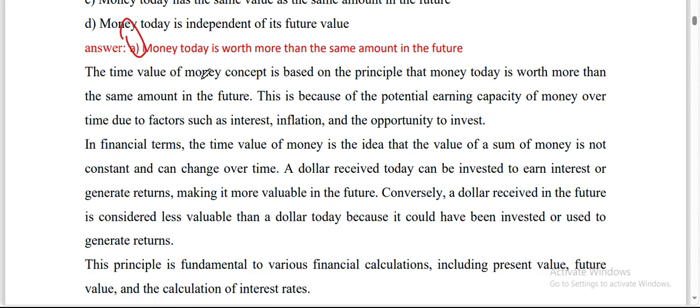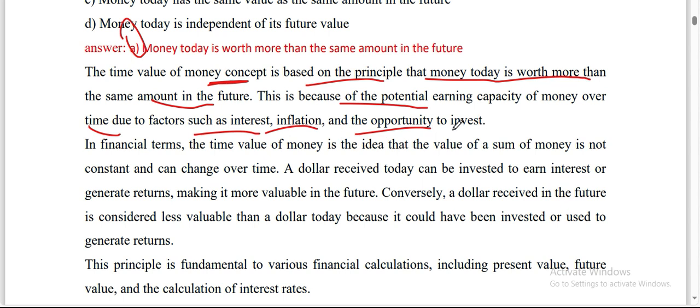We read the description. The time value of money concept is based on the principle that money today is worth more than the same amount in the future. This is because of the potential earning capacity of money over time due to factors such as interest, inflation, and the opportunities to invest. So, in financial terms, the time value of money is the idea that the value of a sum of money is not constant and can change over time. This principle is fundamental to various financial calculations, including present value, future value, and calculations of interest rates.